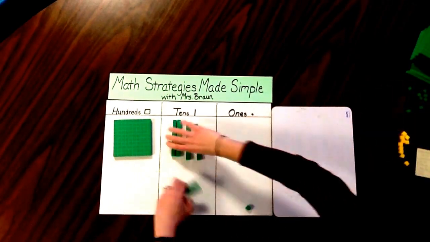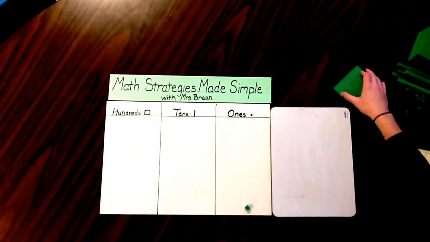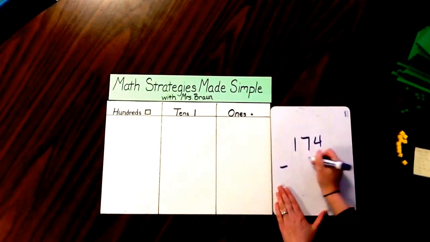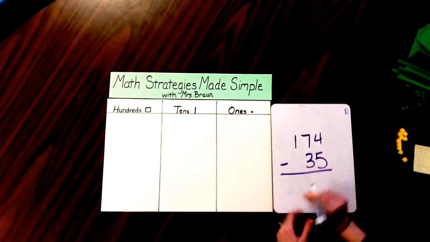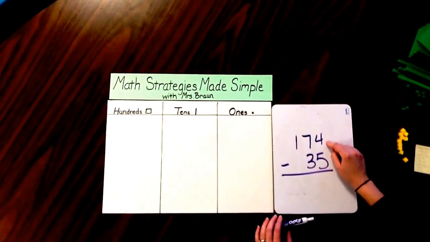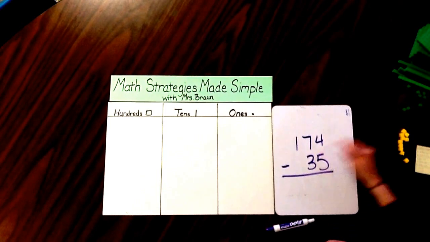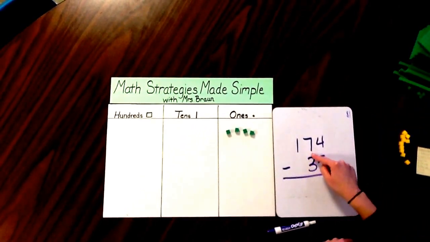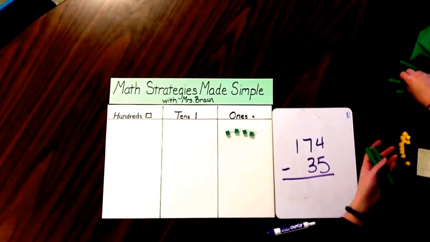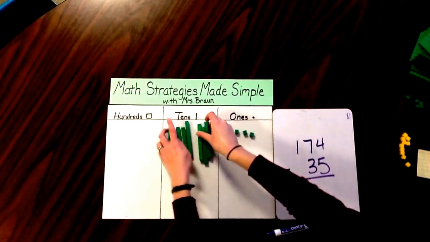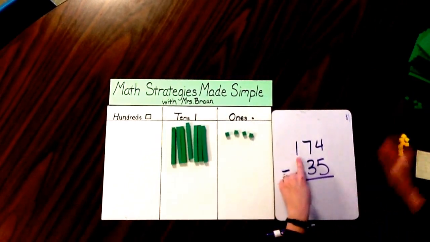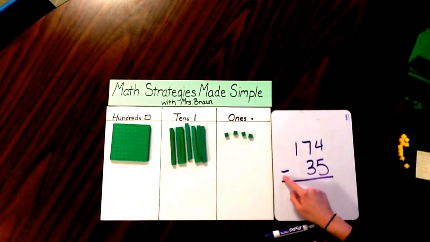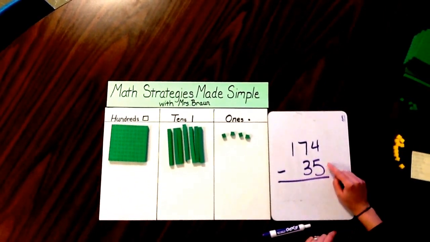Now let's look at another problem where we're going to have to regroup. Let's look at the problem 174 take away 35. Okay, so again, I'm going to represent this top number. Starting in the ones, I have 4 ones, so I'm going to put 4 ones here. Then I'm going to move to the tens place, which I have a 7, so I'm going to grab 7 tens. I'm going to set those out. And then I have 100. So 174.